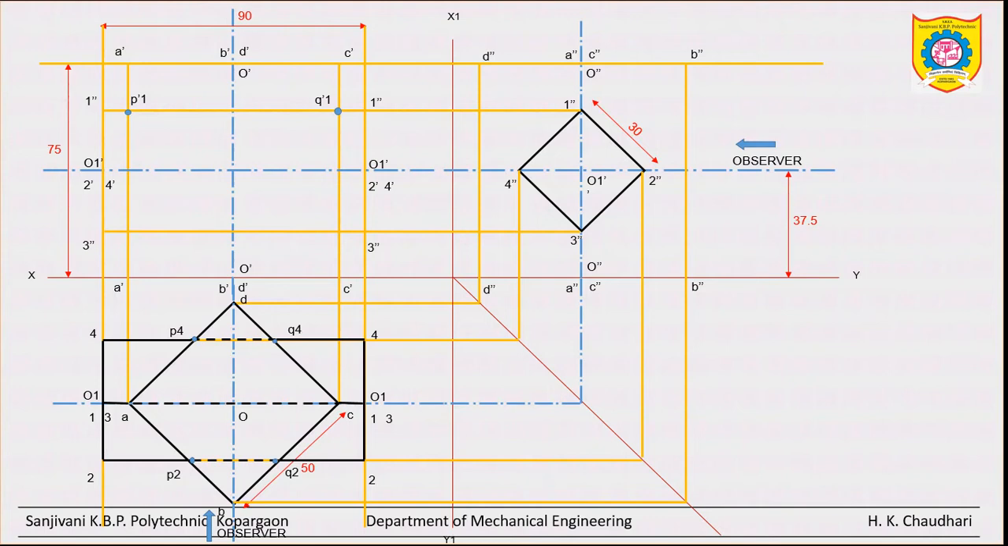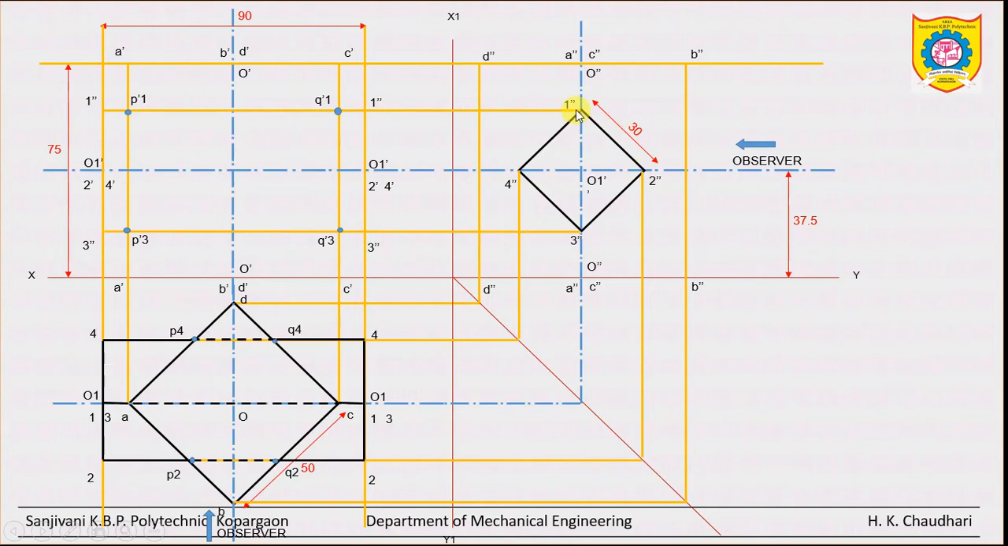Similarly, which point can we get? This point P-3, because it is on projection number 3, and the same from this top view, the same will be point P3. So this is the intersection P-3. Similarly, this will be Q-3. Correct?